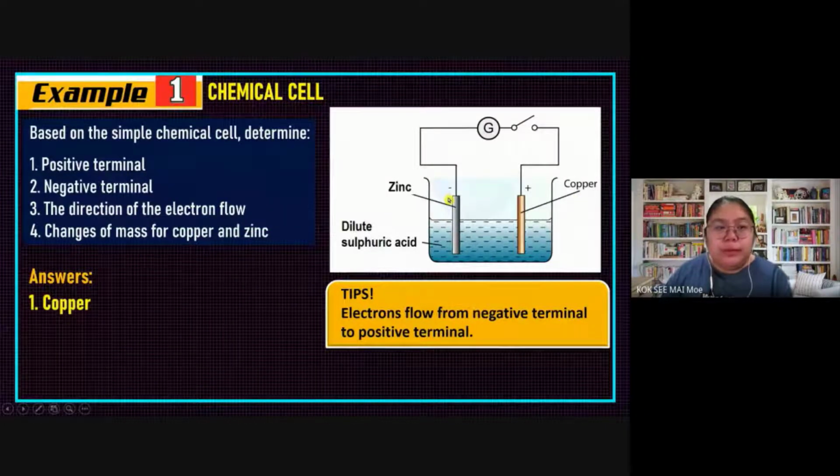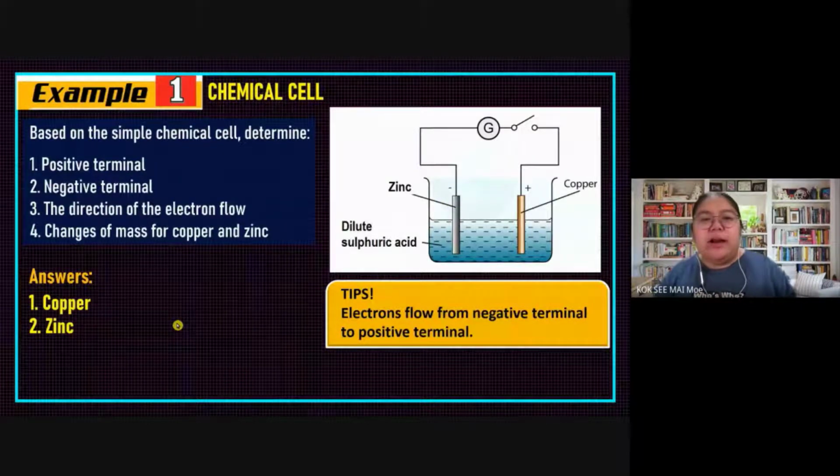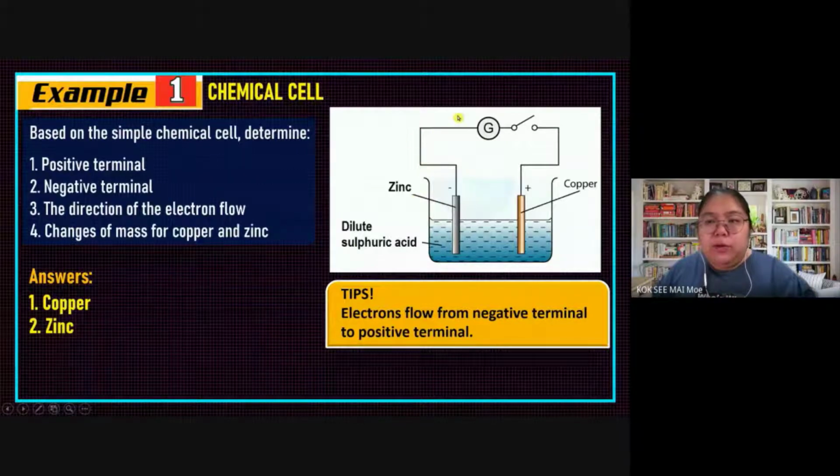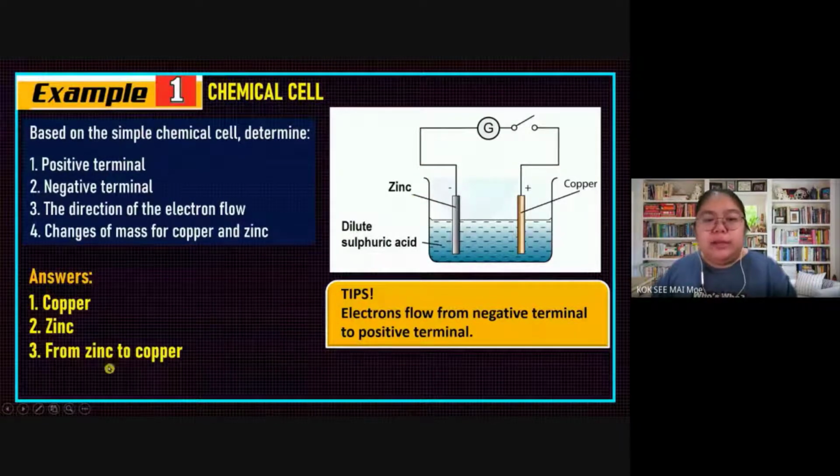The negative terminal should be the zinc. Okay. Number 3, direction of the electron flow. How do the electrons flow? They must go from the zinc to the copper, because electrons go from negative to positive. So from here they start to move, they go to the copper. So we just answer from the zinc to the copper.